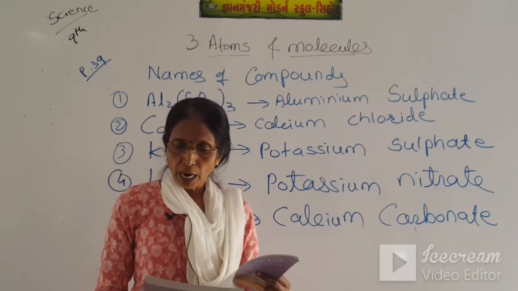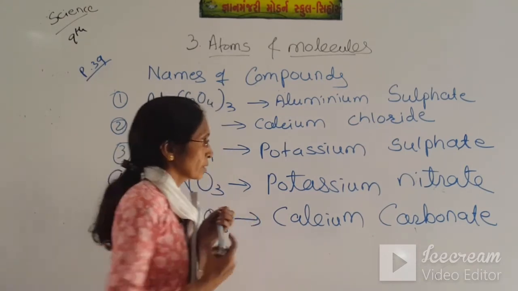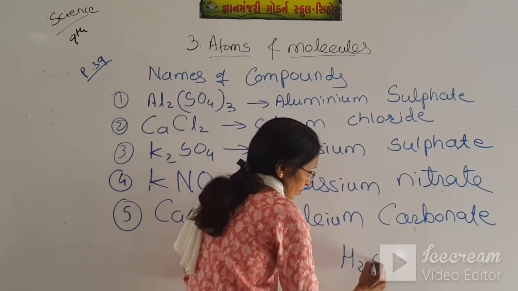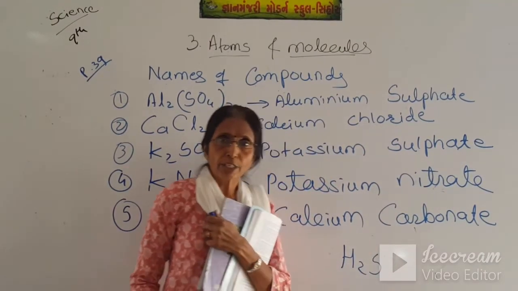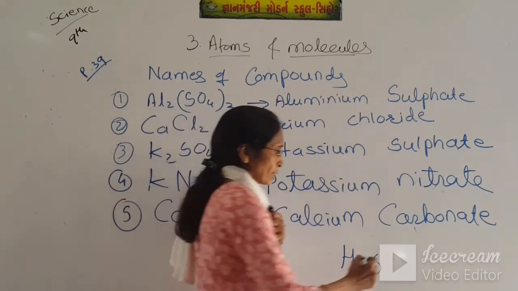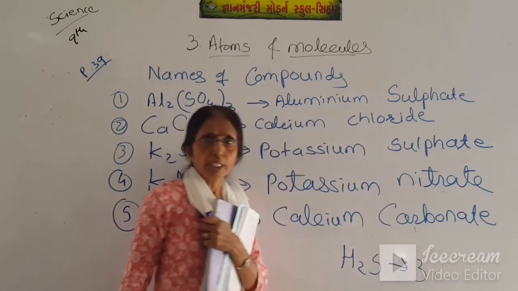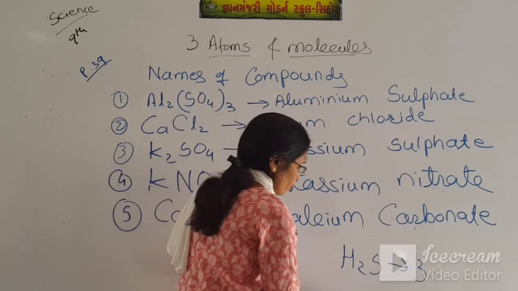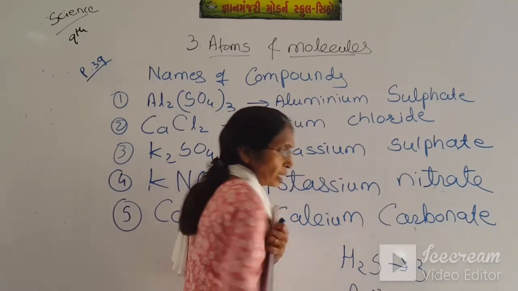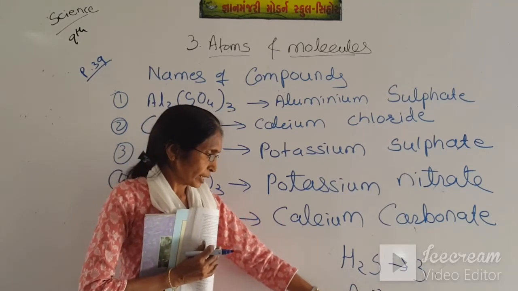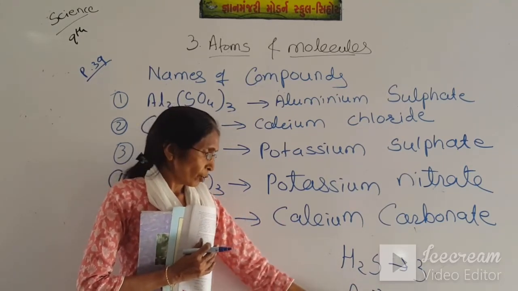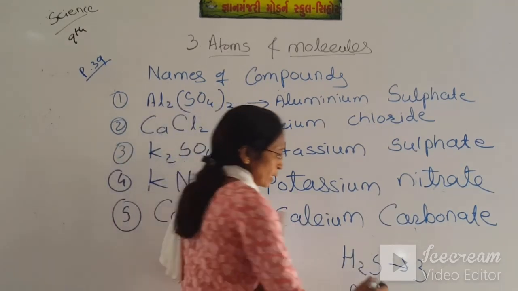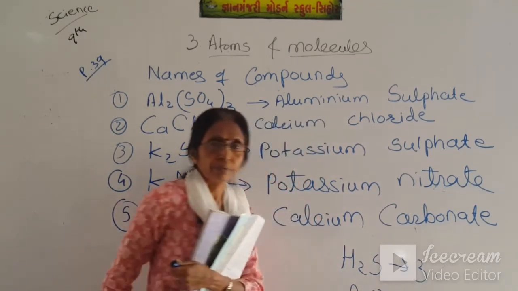Question number 4, how many atoms are present in H2S? So in H2S, 2 atoms of hydrogen and 1 atom of sulfur. So 3 atoms are there. So we can say the atomicity of H2S, hydrogen sulfide, is just 3. One more, PO4. This is the valency, so don't calculate it. What can be the atomicity? 4 atoms of oxygen and 1 atom of phosphorus. So atomicity here is 5.